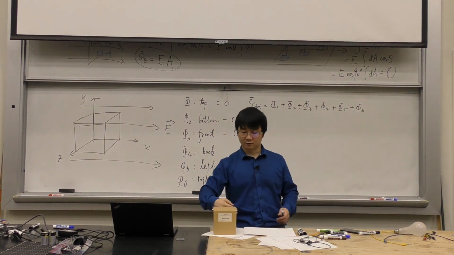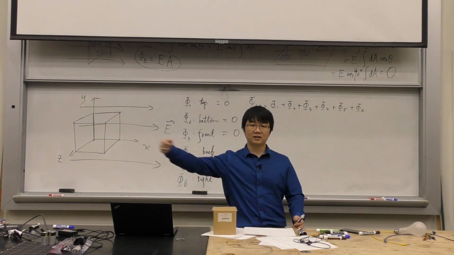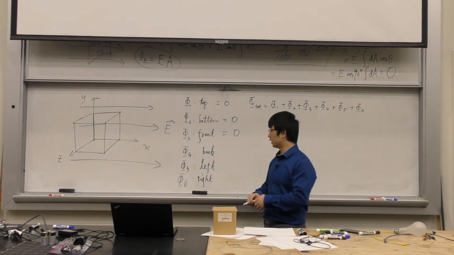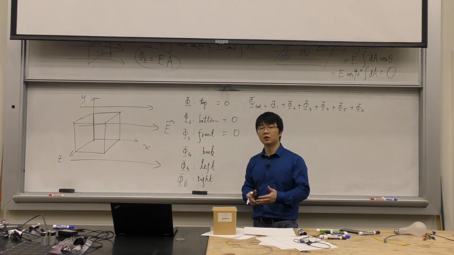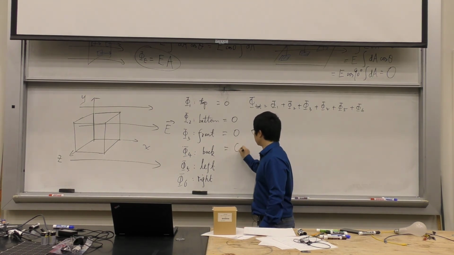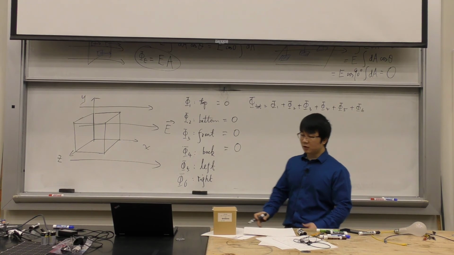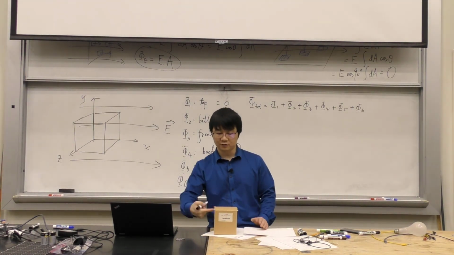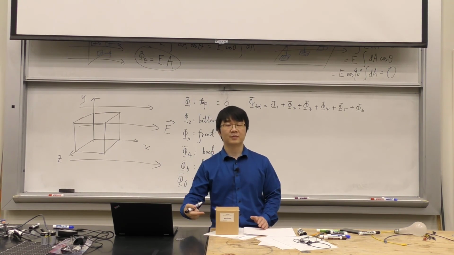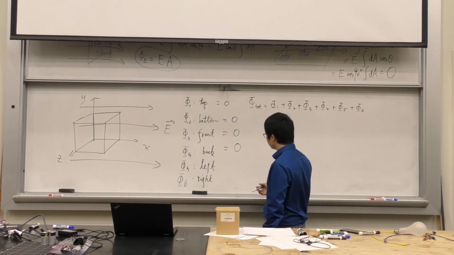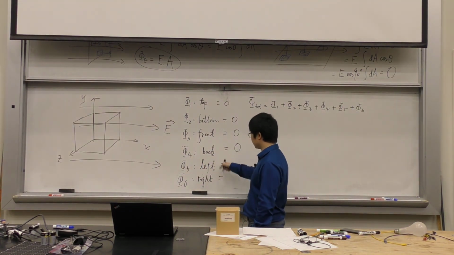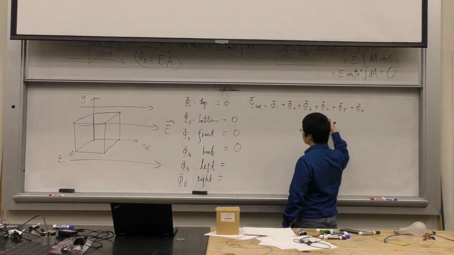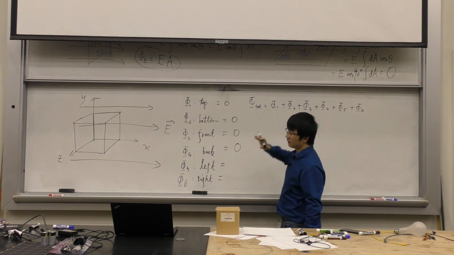What about the back one? Well, the same. This guy is still parallel to all these electric field lines. No single line passes through this surface. 0. Now the left and right, these two surfaces, there is a flux, because you see there are electric field lines passing through the surface. You do need to calculate them. So there are 4 zeros together, and you only need to calculate the 5th and the 6th, and then add them together.